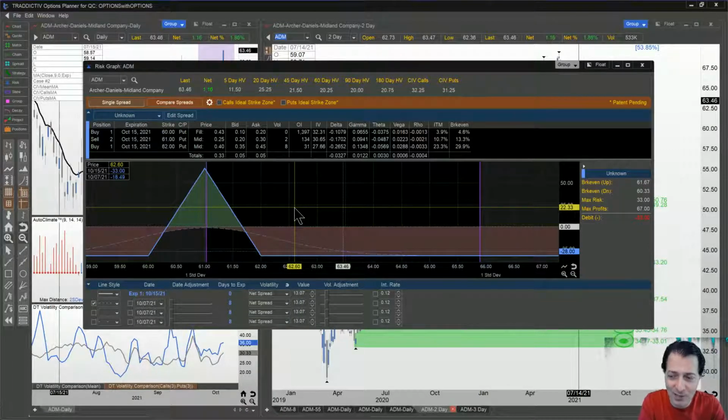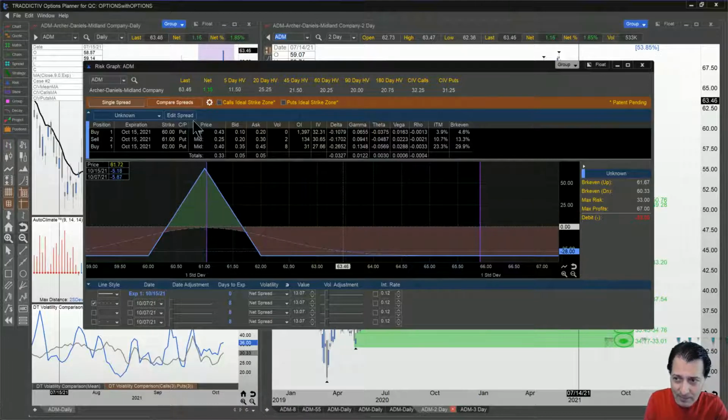Because the stock needs to fall, but not only fall, it needs to remain between, let's call it, 60 and 62. If it goes too low or stays above 62, then forget about it. You're going to lose 33, which is better than losing 43. But again, it's not like it's magic. So this is one possibility, but again, there are more strikes.